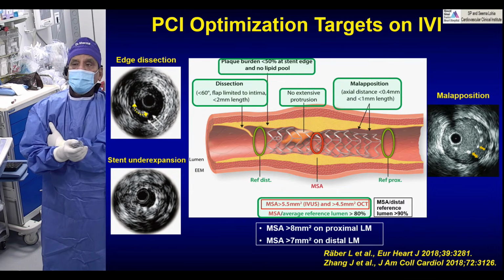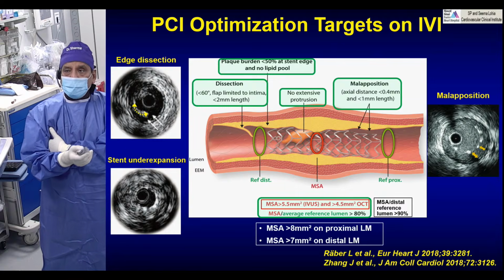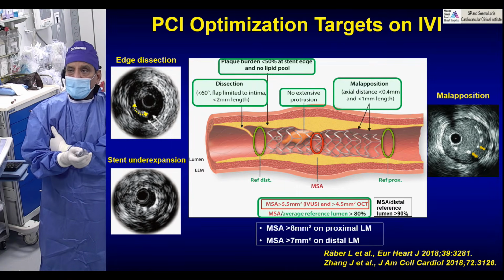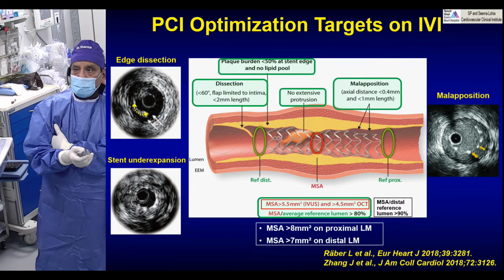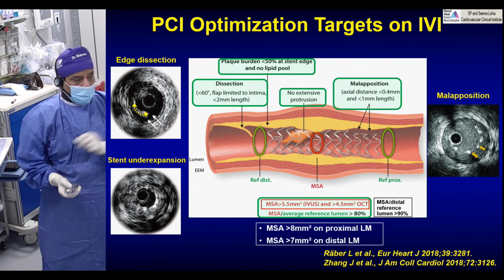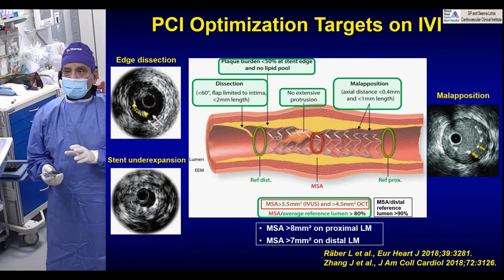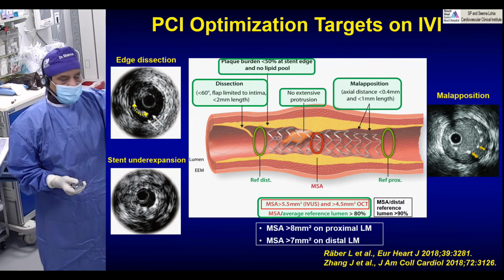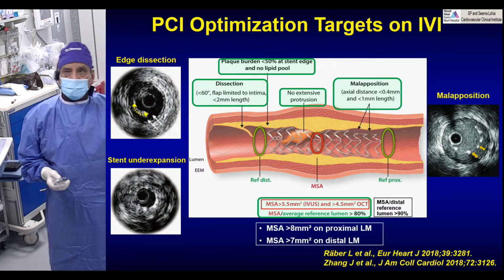Now, many times your vessel is only 2.5 millimeter. You cannot get 5.5. So they basically say for optimal stent expansion, your average reference lumen should be more than 80%, or if you want to go to the distal, more than 90%. And for the left main, 8, 7, then 6 for LAD and 5 for circ. So that's the combination, 8, 7, 6, 5.